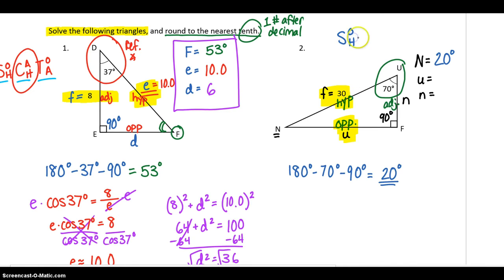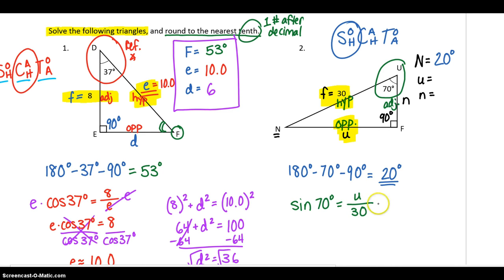Well, SOHCAHTOA. Let's see, opposite and hypotenuse, looks like that's sine. So I'm going to set up my equation. Sine of the reference angle, which is 70 degrees, equals opposite, so that's u, divided by hypotenuse, and that's 30. Solving this one is a little easier.